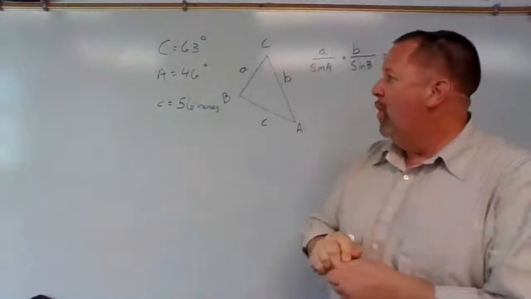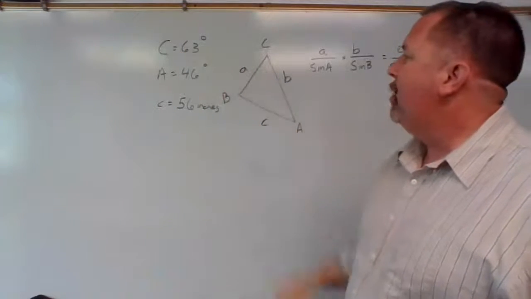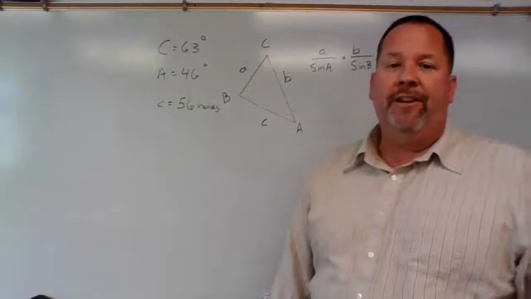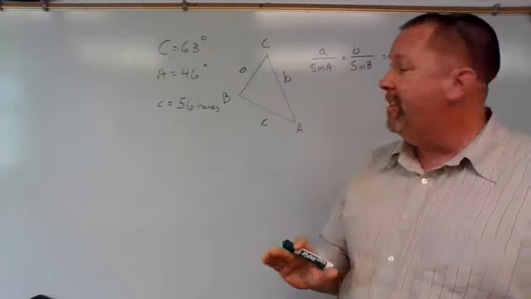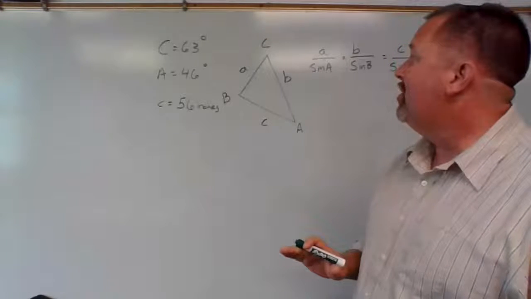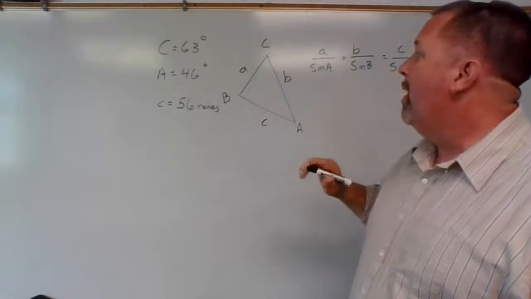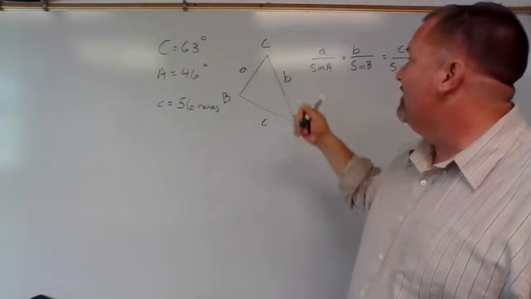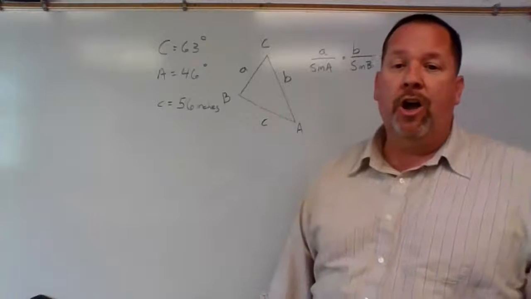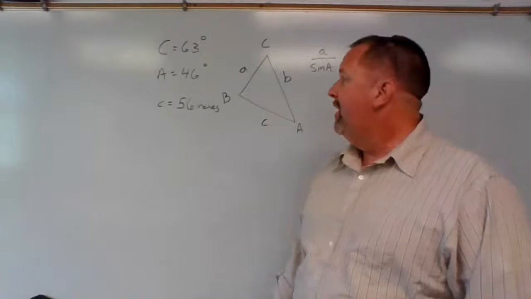Again, I know two angles and I know a side, and that's enough information for me to say there's only one possibility for this triangle. And so there's only one possible answer for side B and angle B and side A. And we're going to put the law of sines to use to figure some of this out.